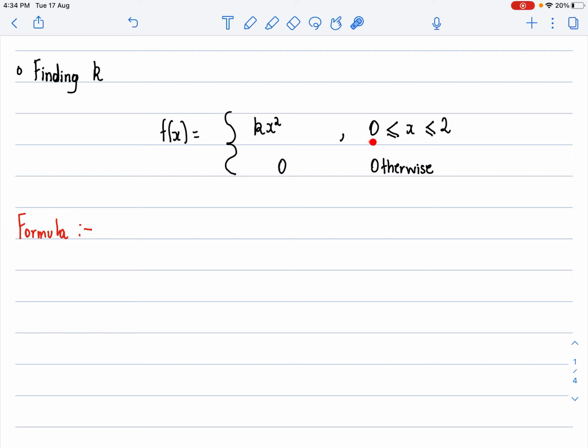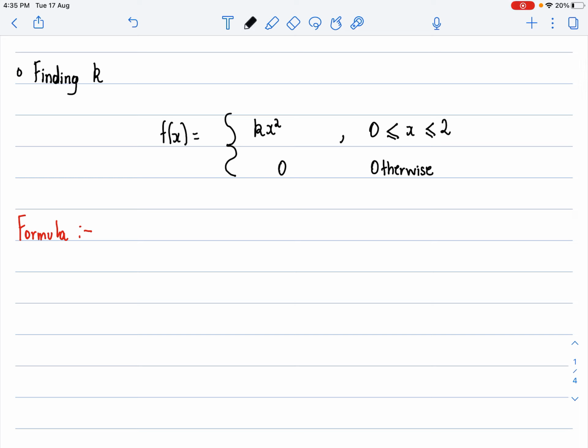That means between 0 to 2 the probability you will get is a basic probability which is between 0 to 1, correct? Because the probability always lies between 0 to 1. So you'll only get a possible probability between the limits of 0 and 2. If it exceeds 2, or if it's less than 0, you'll get the value of the probability as 0. That's why it's 0 otherwise. And kx square which you have here is the function.